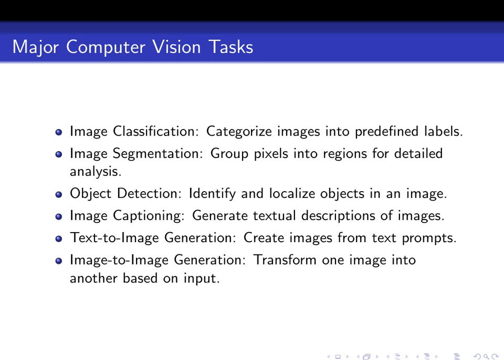Key tasks in computer vision include image classification, which categorizes images into predefined labels. Image segmentation goes further by grouping pixels into distinct regions. Object detection identifies and localizes objects in an image. Image captioning generates textual descriptions for images. Text-to-image generation creates visuals from textual prompts, while image-to-image generation transforms one image into another based on specific inputs.